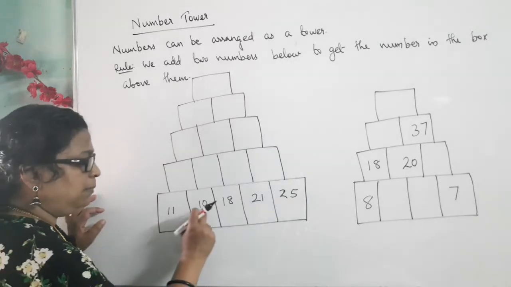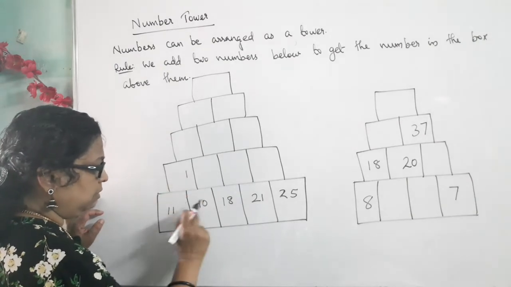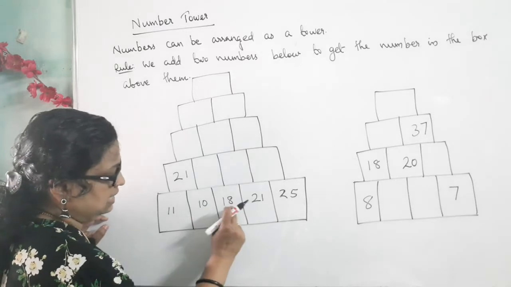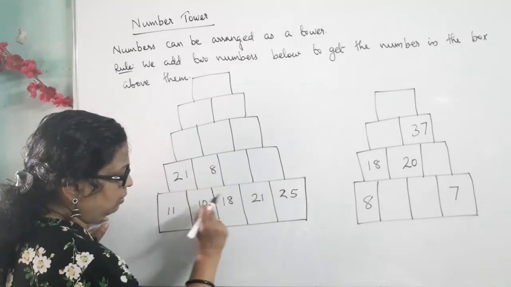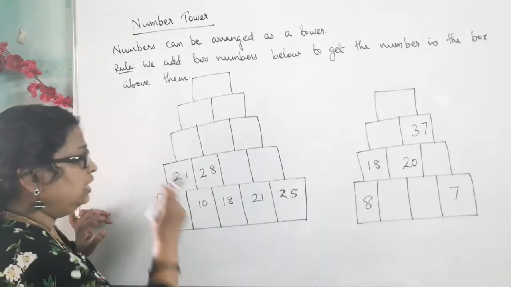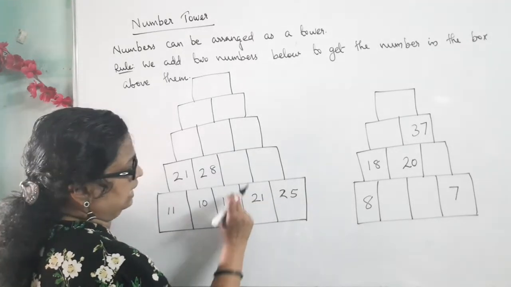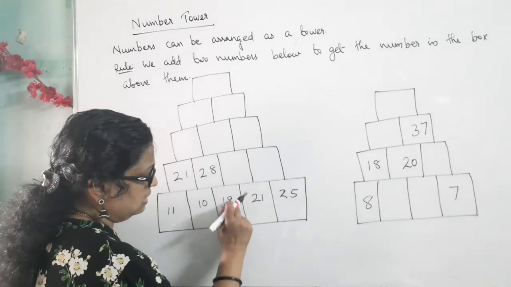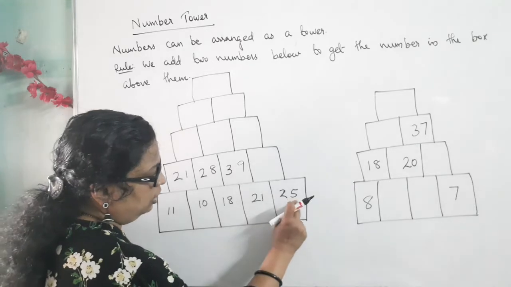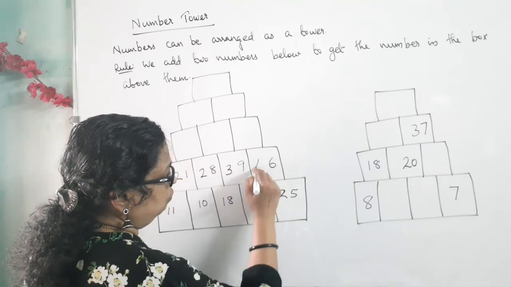So 11 plus 10, what do you get? 11 plus 10, 1 plus 0, 1, 1 plus 1, 2, here 21. So next 10 plus 18, that is 8 plus 0, 8, 1 plus 1, 2. Horizontally we add and then write. If you feel difficulty, you can write that as columns and then write. Then 21 plus 18, that we get here, that is 1 plus 8, 9, 2 plus 1, 3. Here 21 plus 25, 5 plus 1, 6, 2 plus 2, 4.